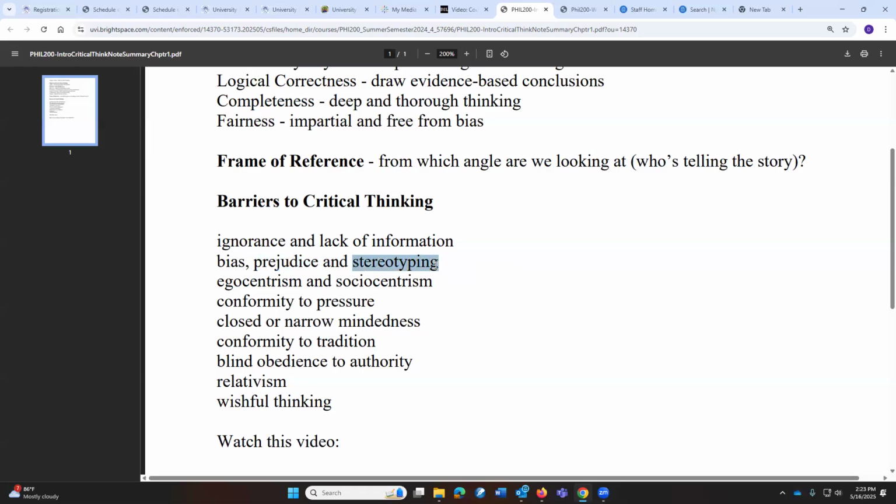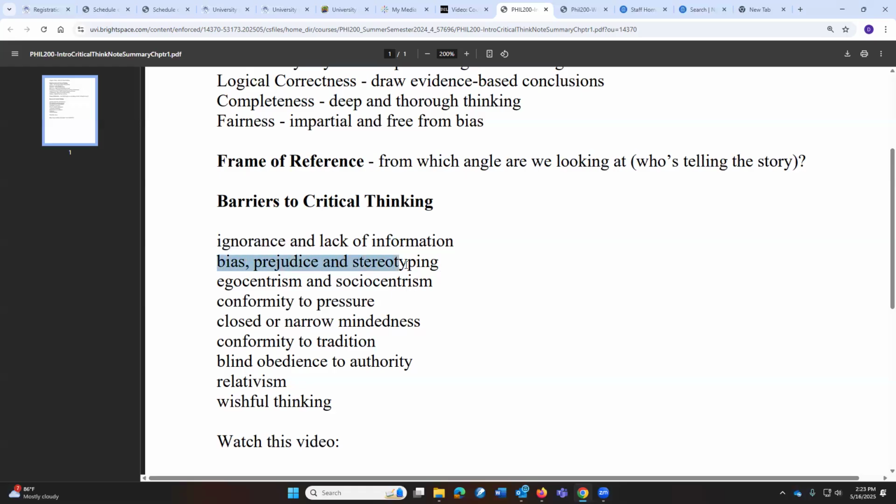Stereotyping is where I do something similar, but I'm making a conclusion based on very little or atypical evidence. I'm putting all of the things that my one experience is associated with into the category of everything related to that category, right? And that's never going to be helpful. So we have to be careful about these three.